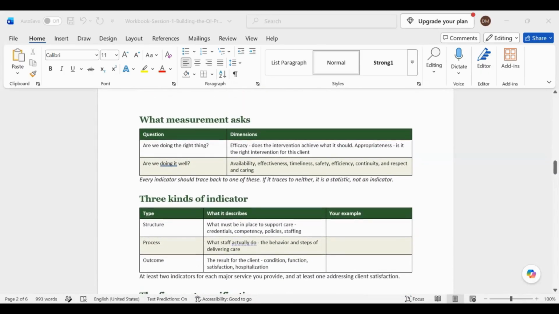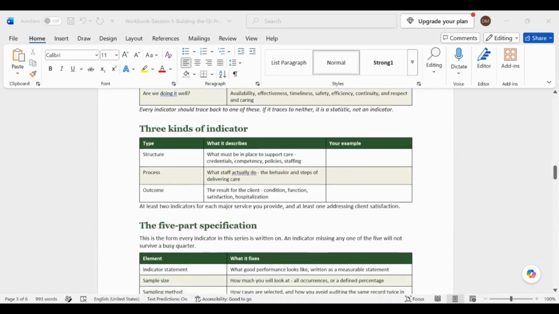And then you're going to come up with your indicators. Just remember, you're going to need to structure the process and outcome when you're developing your indicators. When you think about the questions that your measurement should ask, think about it. Why are we doing it? Are we doing the right thing? Is it appropriate? And how well are we doing it? So think about those things, right?